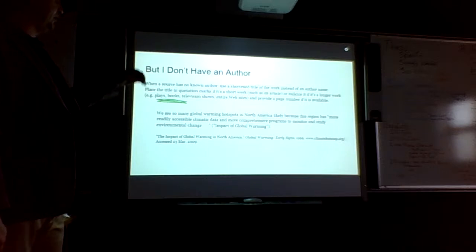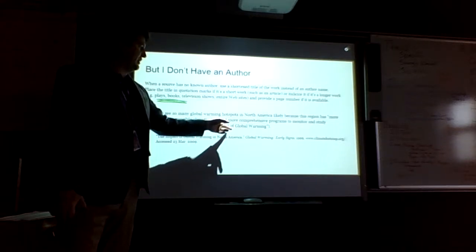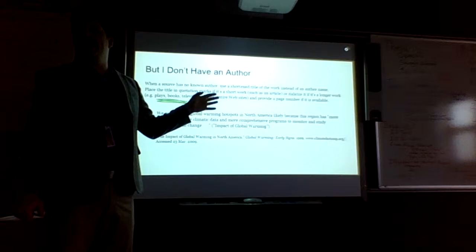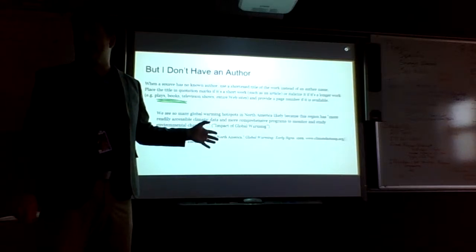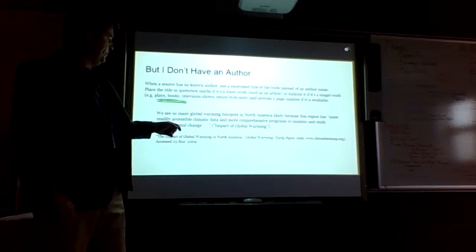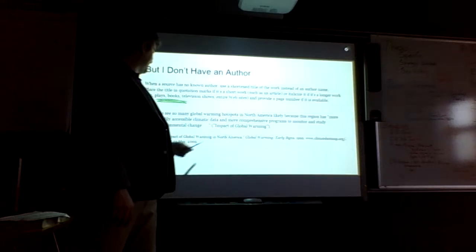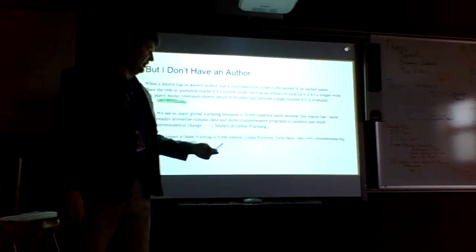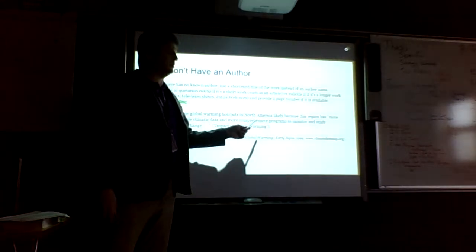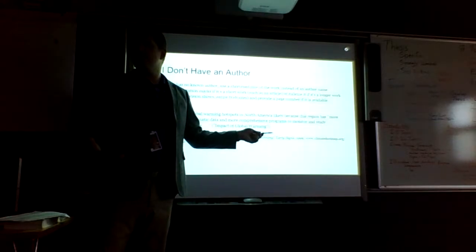If you don't have an author, you use title. You want to abbreviate the title, but abbreviate it in a way that does not impact its alphabetical order in your works cited page. So here, the article is The Impact of Global Warming in North America. That's been shortened to Impact of Global Warming. That make sense?